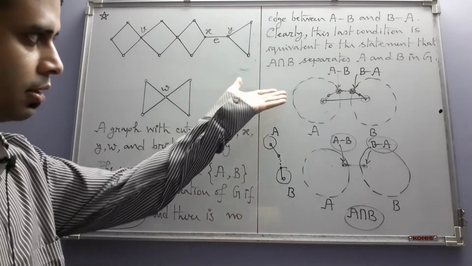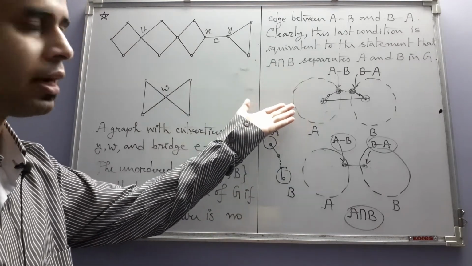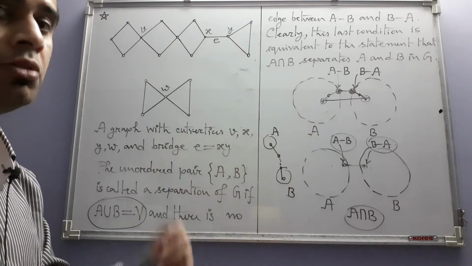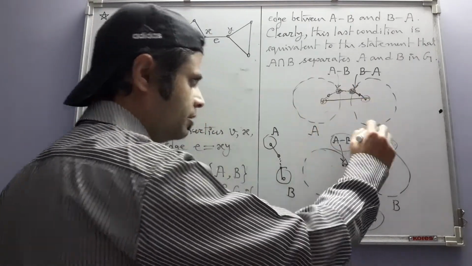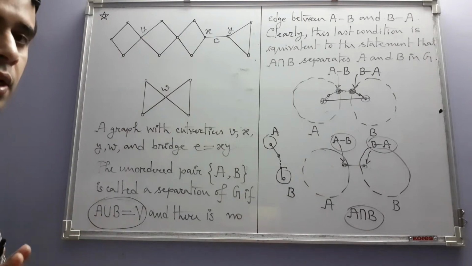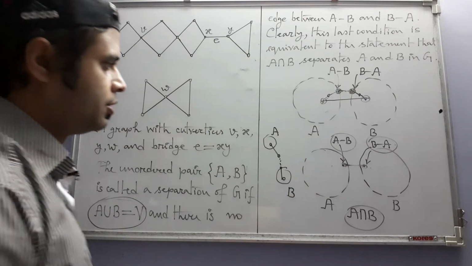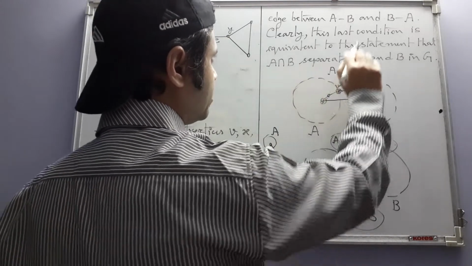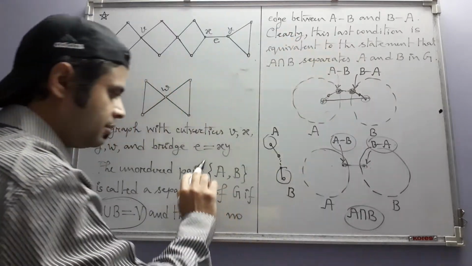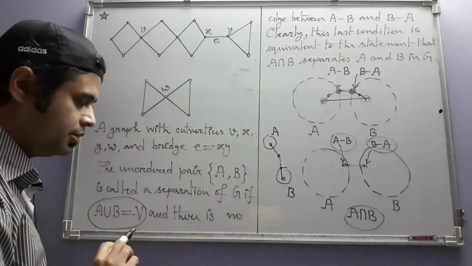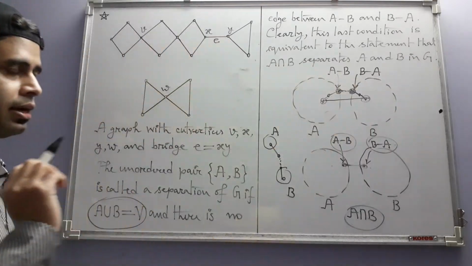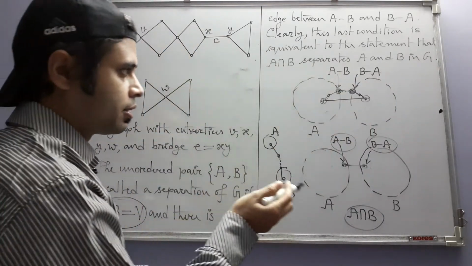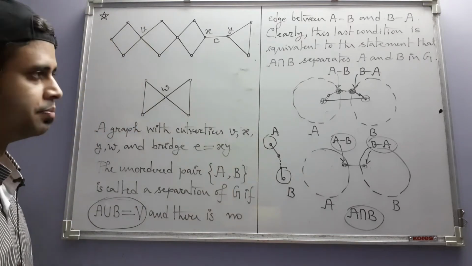So in that part of the argument, our argument is actually simplified. We don't have to consider such complexities like this. They don't occur at all. So now you can see that if this is a separation of G, then A intersection B should separate A and B in G, and the converse is also true.